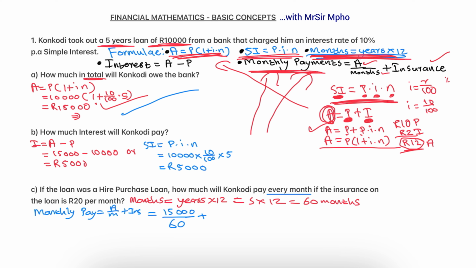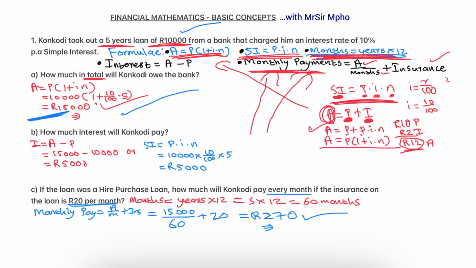Clear? So you're going to say plus 20, because they gave us for every month. They say 20 rand per month here, right? Then the answer will be 15,000 rand over 60 plus 20 will give us exactly 270 rand. And that's it, guys. So this is basically your simple interest plus your hire purchase. Hire purchase is just a loan that is going to be repaid every month. So this person is going to pay 270 rand every month, including insurance, just so they can repay the 15,000 rand that the loan cost them. That cost them to get the loan, right?